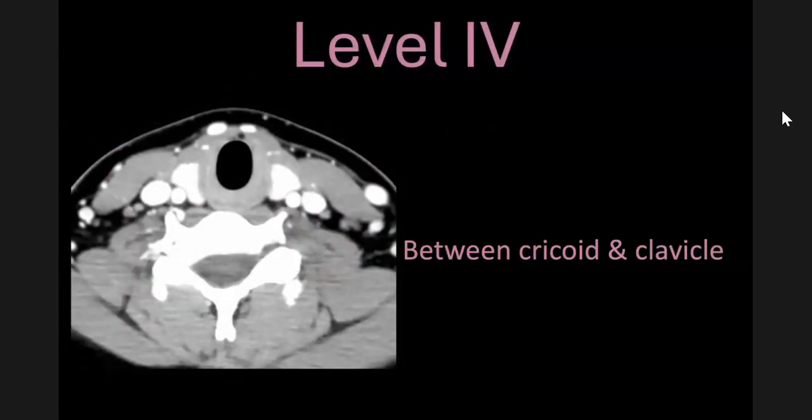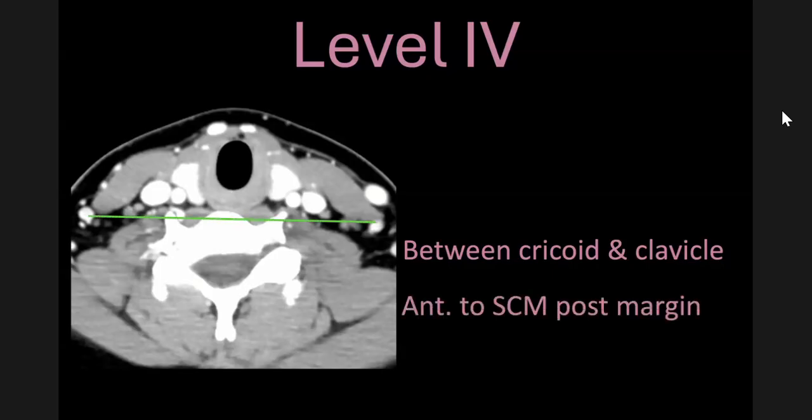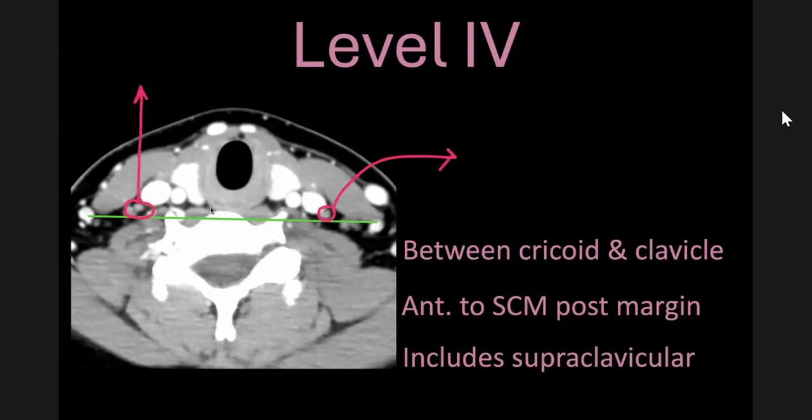So level 4 lymph nodes are the lymph nodes that are inferior to the inferior margin of the cricoid and are above the clavicle. So in between the cricoid and the clavicle are the level 4 lymph nodes. And these lymph nodes are anterior again to the sternocleidomastoid muscle, and these lymph nodes also include the supraclavicular, the anterior supraclavicular lymph nodes are included in the level 4. So these lymph nodes that are anterior to the sternomastoid, inferior to the cricoid, are the level 4 lymph nodes. Then again, posteriorly, you can see the level 5 lymph nodes, that are posterior to the sternocleidomastoid muscle.